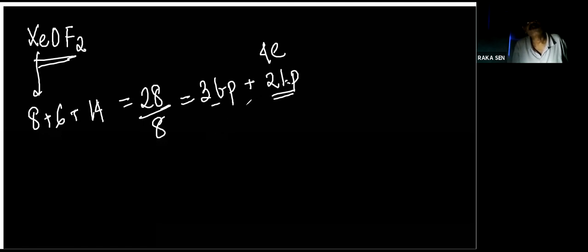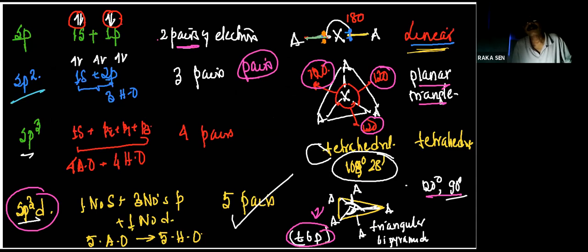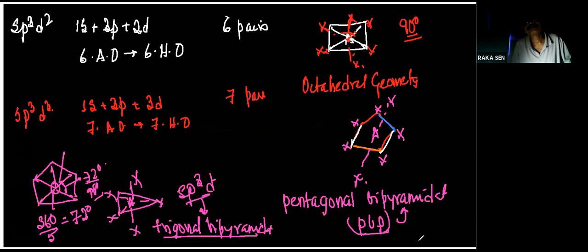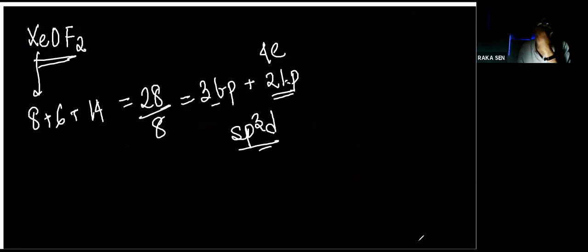That means 3, 2, 5, I have to accommodate 5 pairs of electrons. I require 5 orbitals, sp3d. sp3d क्या होता है? Triangular bipyramidal. That means theoretically, इसके बारे में हम लोग बहुत बात करेंगे next day and maybe also the next day also.